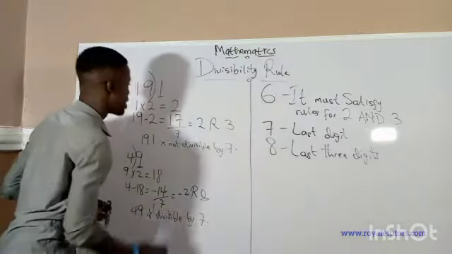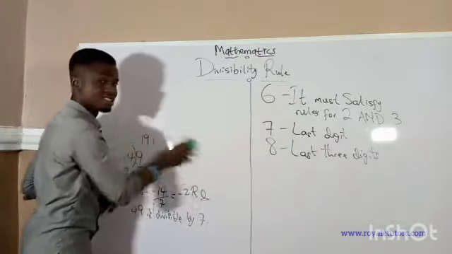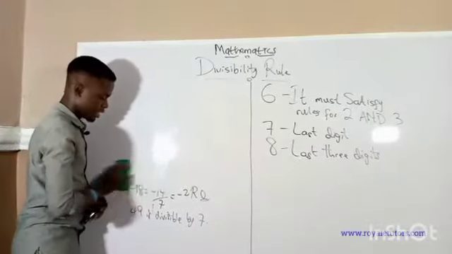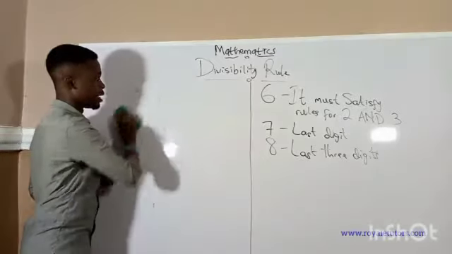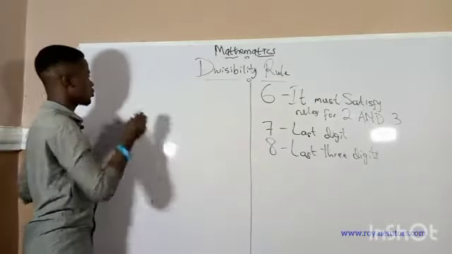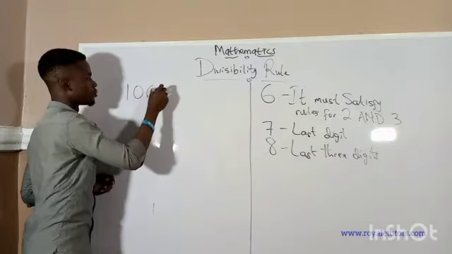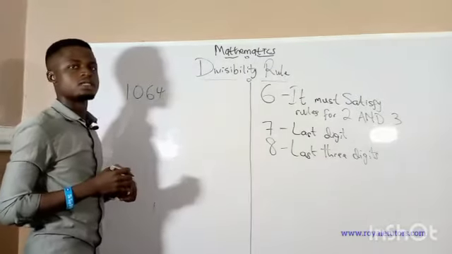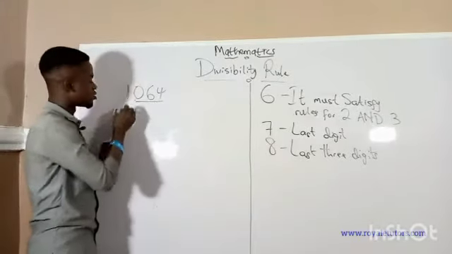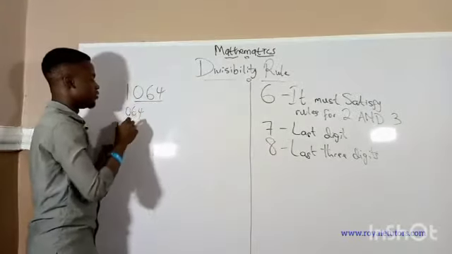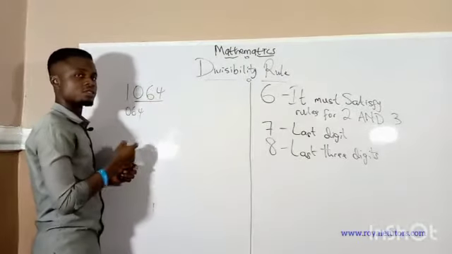So to know if a number is divisible by 8, we check the last 3 digits. If the last 3 digits form a number that is divisible by 8, then the number is divisible by 8. For example, 1064. The last 3 digits is 064, which forms the number 64. So if this number is divisible by 8, then the number 1064 is divisible by 8.